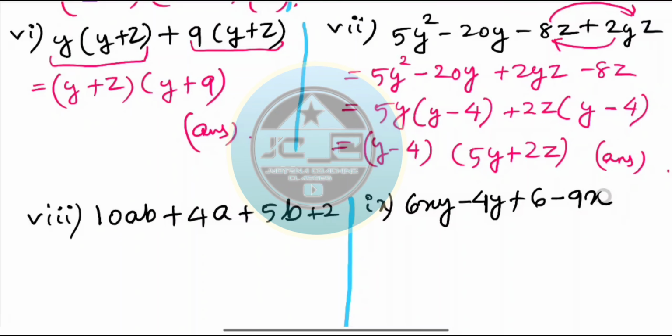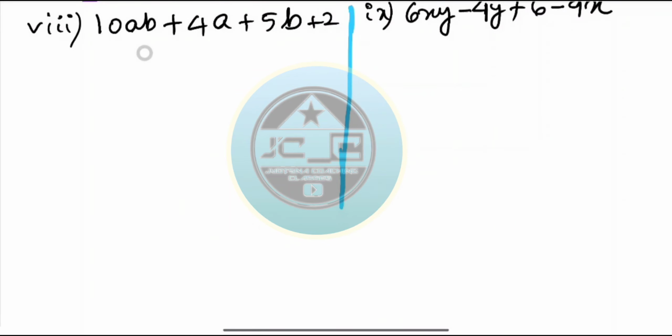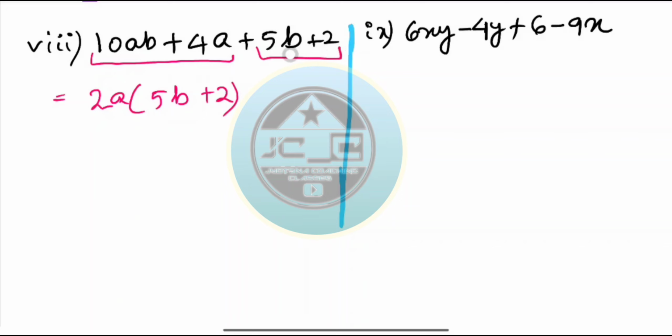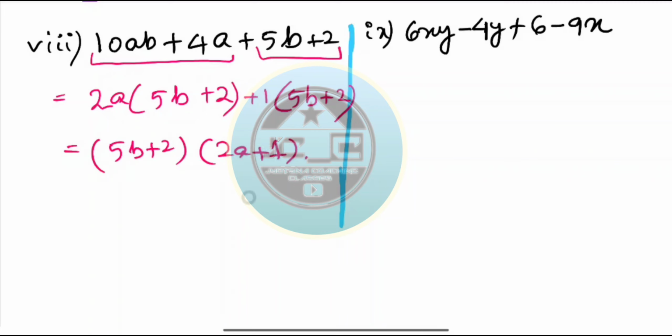Clear? Now the eighth one, 10ab plus 4a plus 5b plus 2, right? As we know, from 10ab and 4a, what can be taken common out? It should be 2a. What is remaining here? 5b plus 2. And as we know, it is exactly as we would have wanted, and from the other terms you take common 1. Clear? Now we have 5b plus 2 and 2a plus 1. This is the final answer.